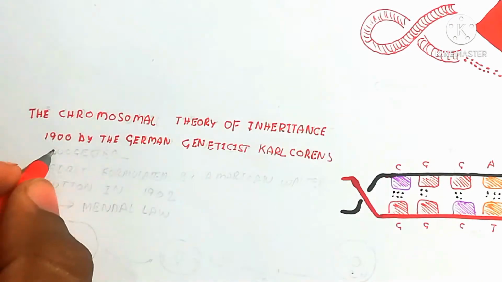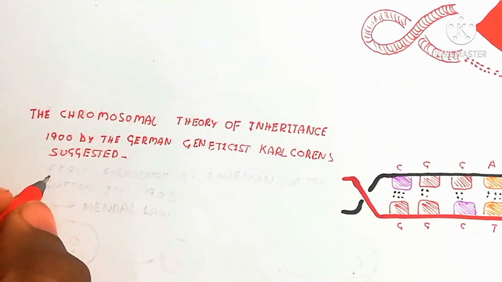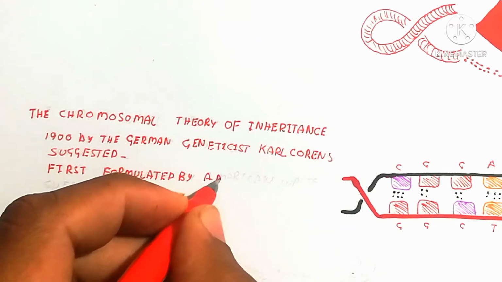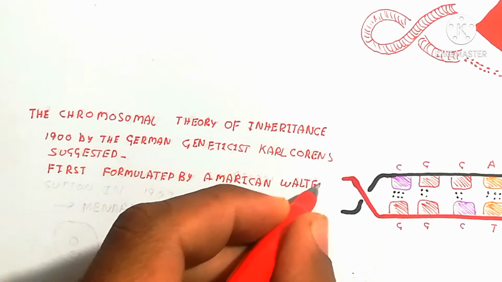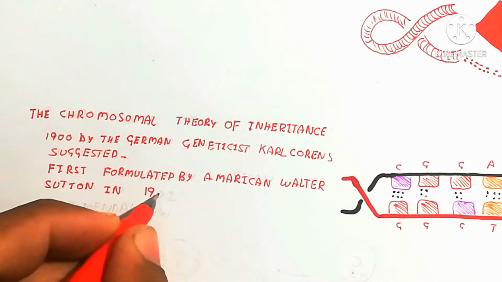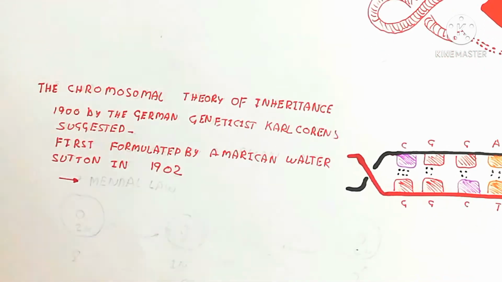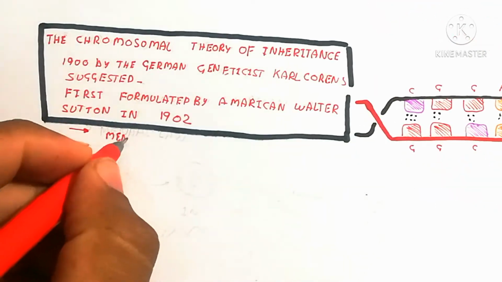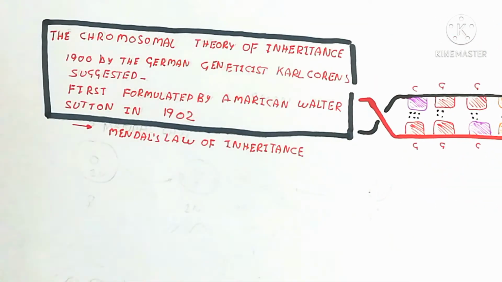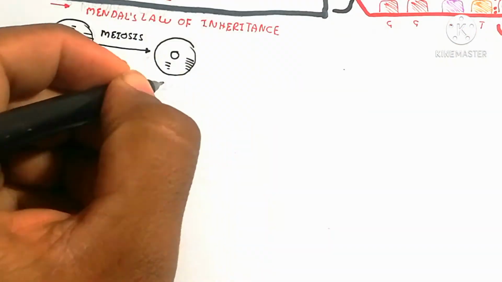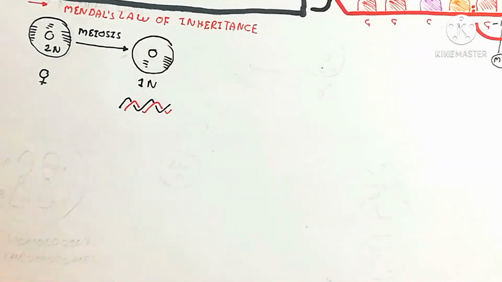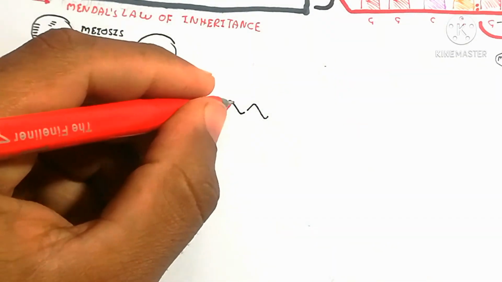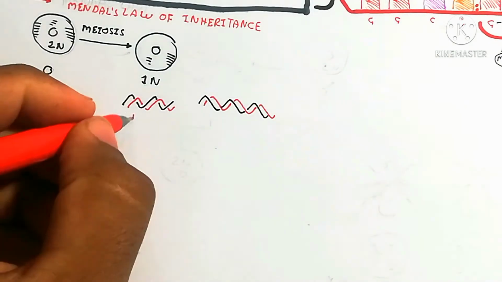So the chromosome theory of inheritance was proposed in 1900 by the German geneticist Karl Correns, and first formulated by the American Walter Sutton in 1902, which provided the formulation of the chromosomal theory of inheritance. This is based on Mendel's laws of inheritance, the law of independent assortment and the law of segregation.